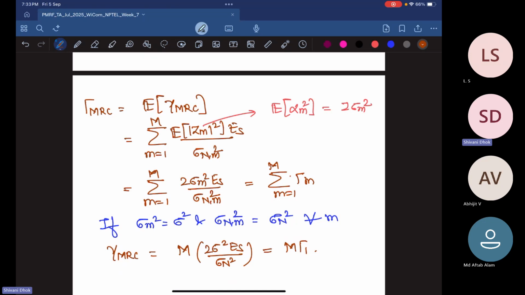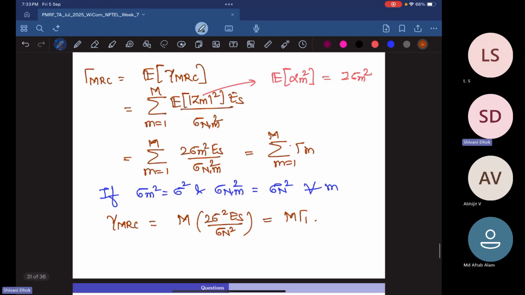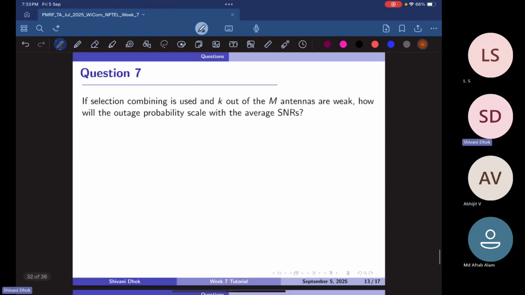Okay, if there are no questions, then let me move on to the next question. This says that if selection combining is used and k out of M antennas are weak, how will the outage probability scale with the average SNRs?